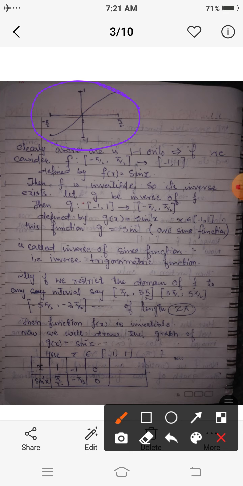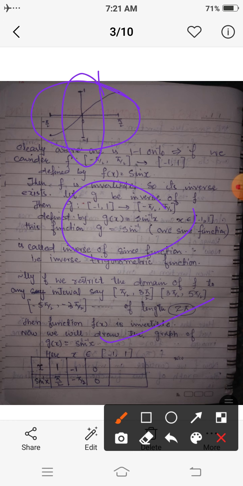So when it is one-to-one and onto, its inverse exists, and the inverse of this function is denoted by sine inverse x. Today we are going to discuss the graph of this sine inverse x. The domain of sine inverse is minus 1 to 1. That is, if we consider g of x equals sine inverse x, the arc sine function, then x belongs to minus 1 to 1, because the range of the sine function is minus 1 to 1.